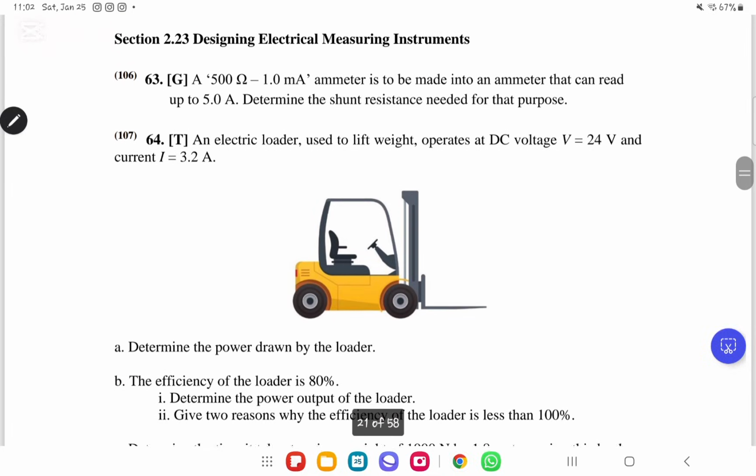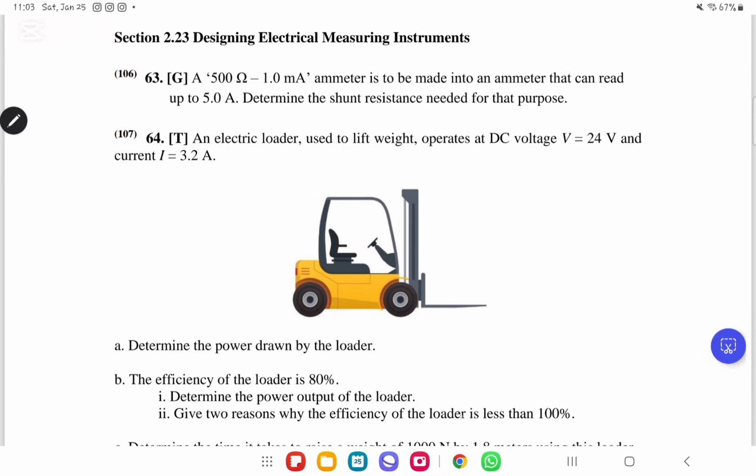We move on to section 2.23. Okay, so question 63. A 500 ohm, 1 milliampere ammeter is to be made into an ammeter that can read up to 5 amperes. Determine the shunt resistance needed for that purpose.